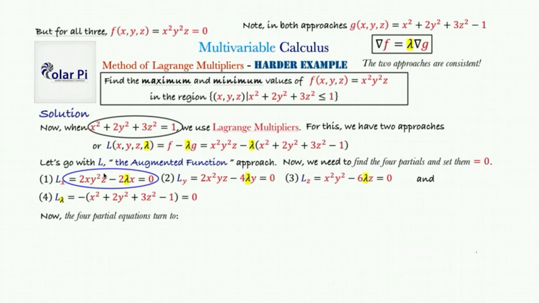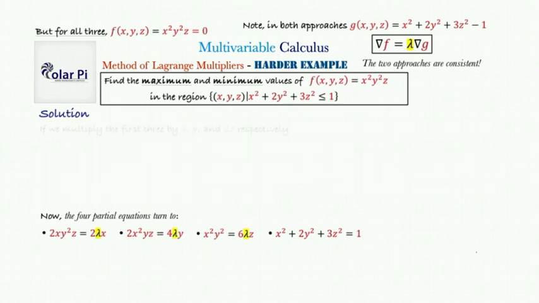Now, the four partials that we have set to equal 0, well, if we move the lambda quantities to the other side, they're going to turn into the following. In other words, add this to both sides of this equation, and then add this to both sides of this equation, and so on. If you do that, this is what you're going to get. Equation 1 is going to turn into this, equation 2 into this, 3, and then 4, right? Okay, so we probably need space, so let's get rid of that.